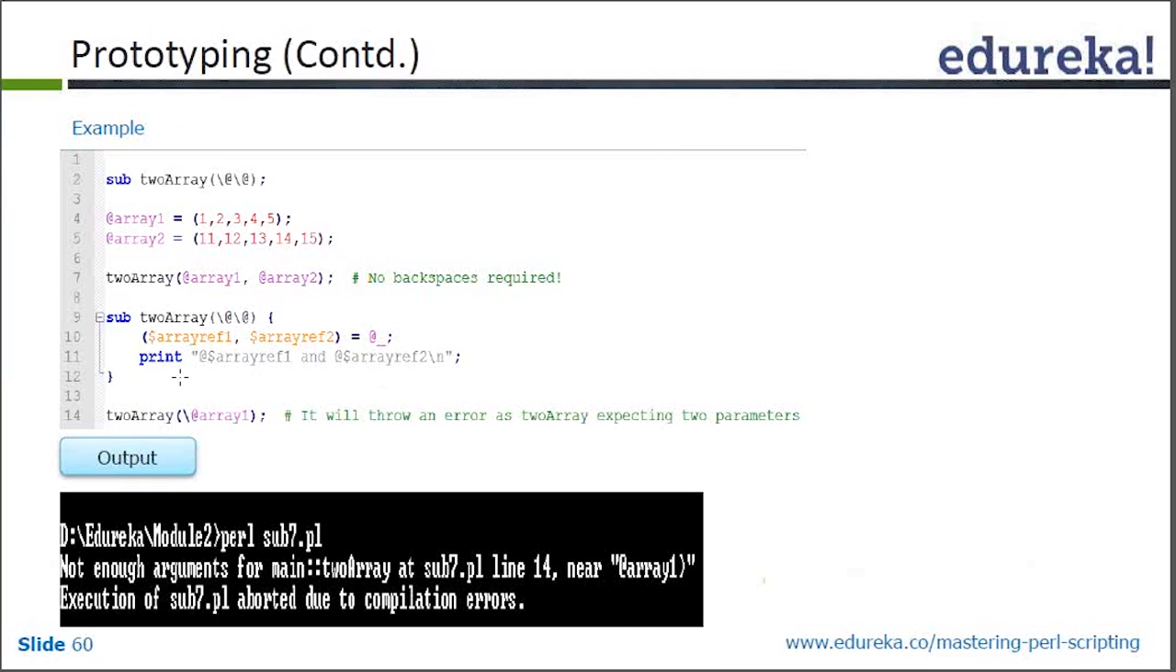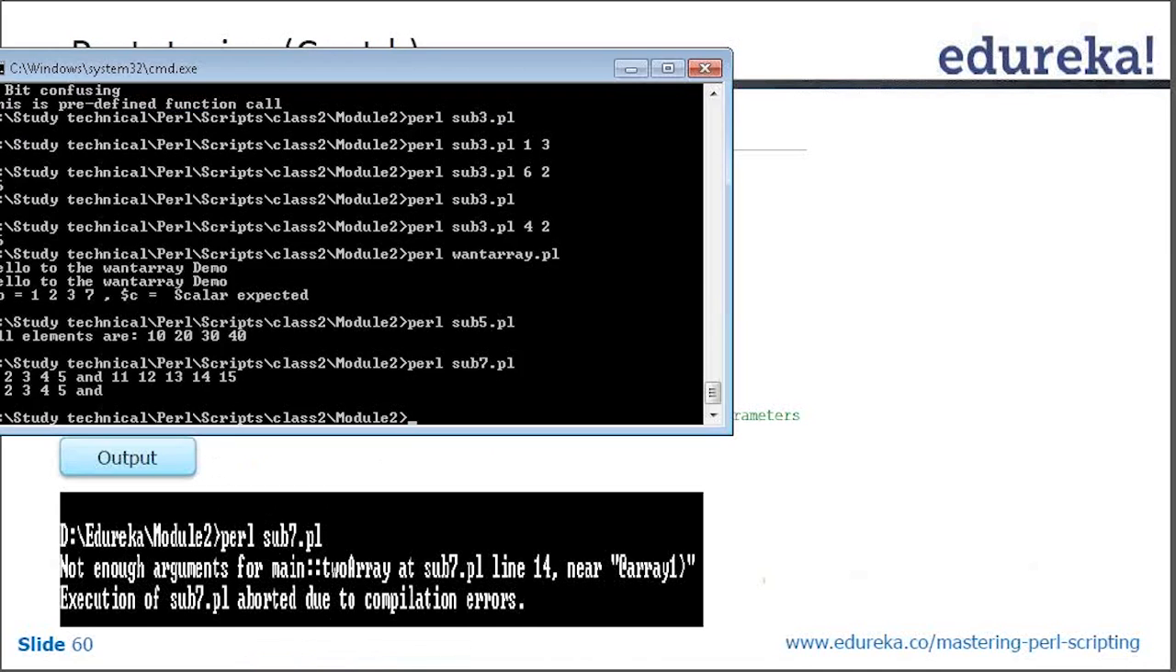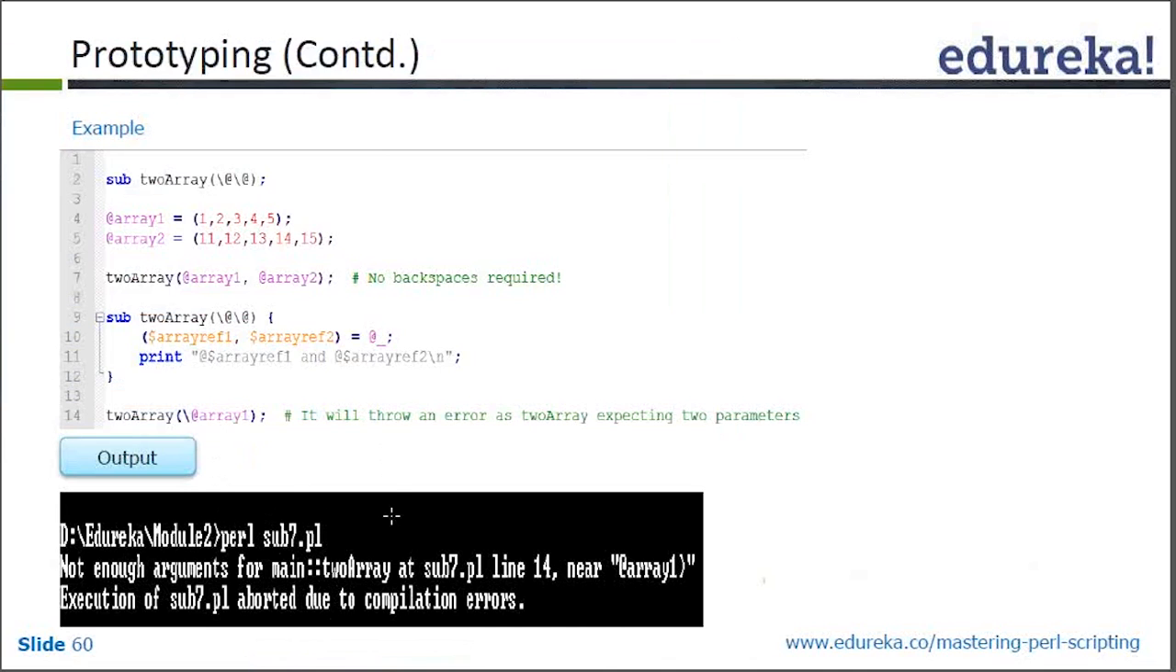We want to print array reference and array reference 2, so we will print both the arrays. It will print 1, 2, 3, 4, 5, 11, 12, 13, 14, 15. Next, we are doing two array with array 1. In the two array, we are only passing one array instead of two, passing the reference of the first array. So it will only print 1, 2, 3, 4, 5, because the second array is not there. The second array is empty, so it will not print the second array.